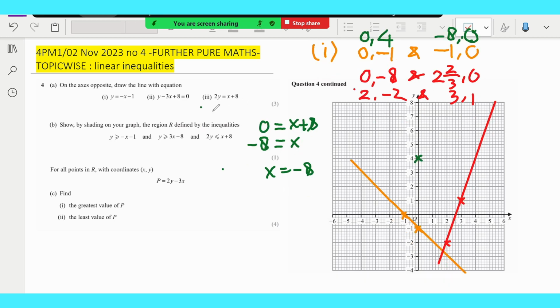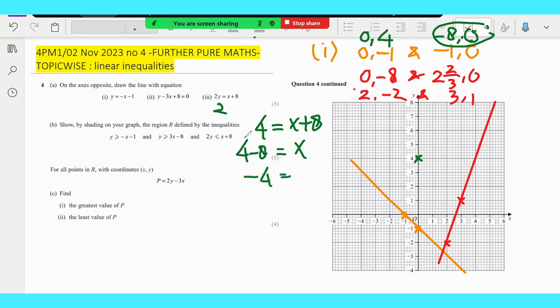Let's just choose 2. Now we want to choose y equals 2 instead of 0, because this one we cannot use. So 2 times 2 is 4, so we get 4 equals x plus 8. Then isolate the x, it means we move 8 to the left, so 4 minus 8 will be minus 4. So x is minus 4, and we get our new coordinate, that is minus 4, 2. Minus 4, 2 is there.